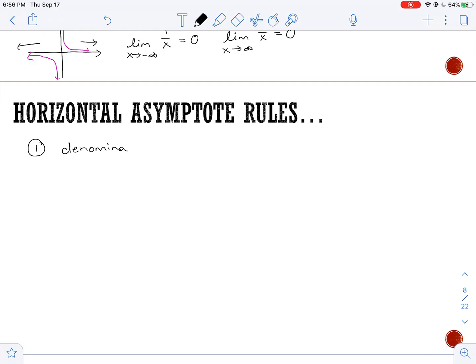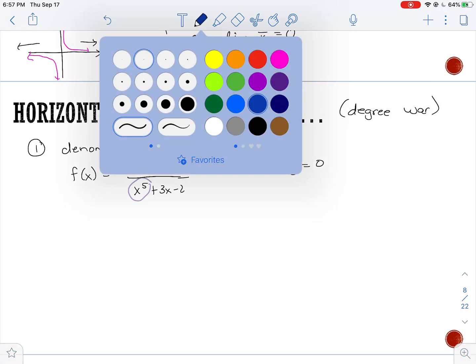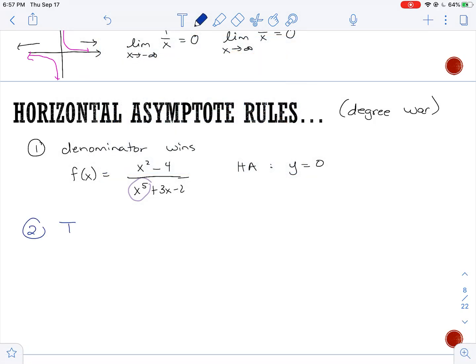There's 3 of them. Our first rule is what happens if the denominator wins. The horizontal asymptote rules are the degree war game. So we're playing the degree war. Who wins, the numerator, denominator, or is it a tie? We could have something like f of x equals x squared minus 4 over x to the 5th plus 3x minus 2. Who wins the degree war? Well, x to the 5th is the biggest degree, so when the denominator wins, your horizontal asymptote is always y equals 0. So that's option 1.